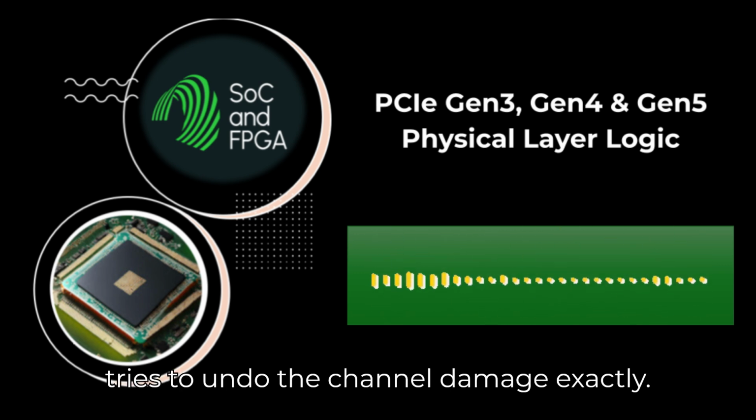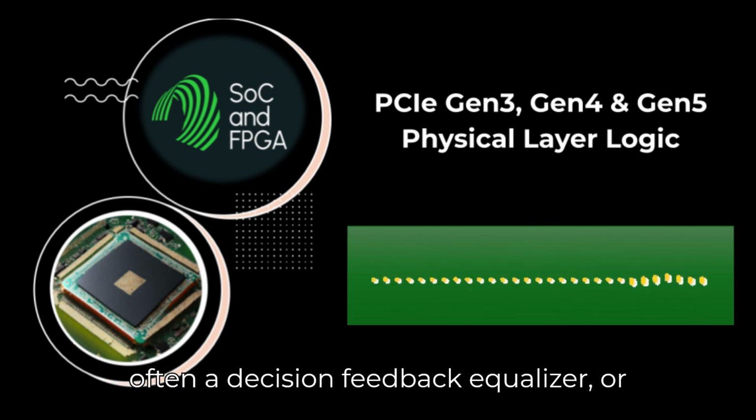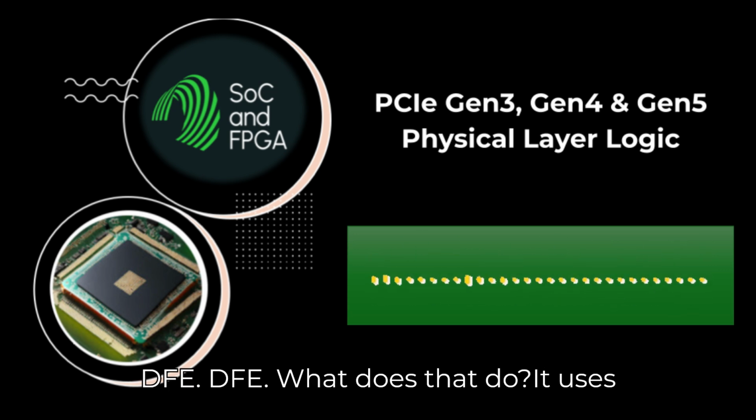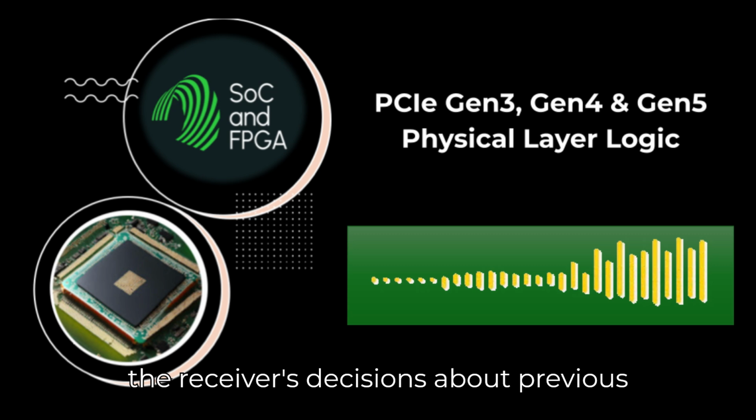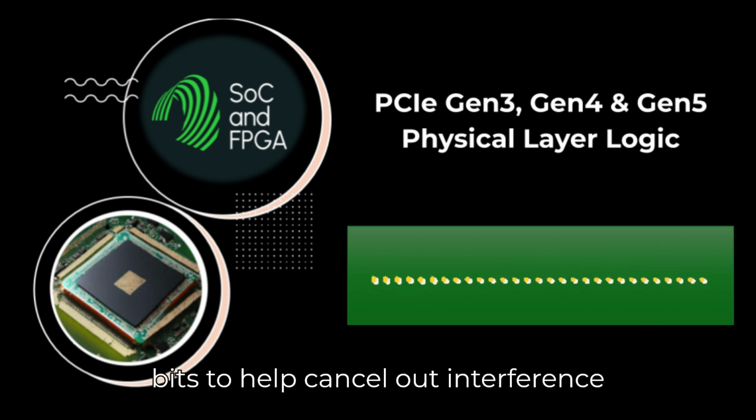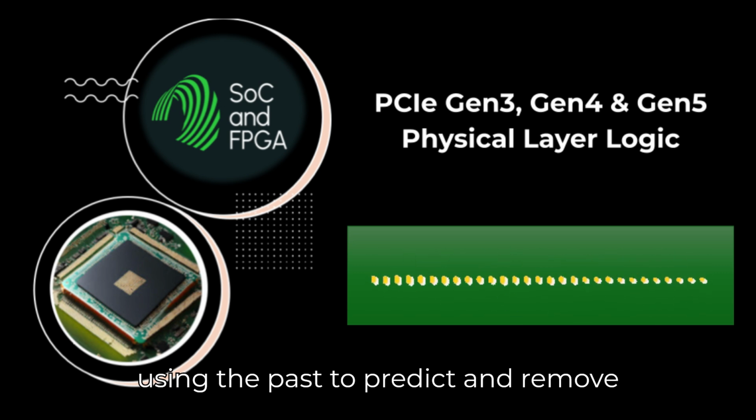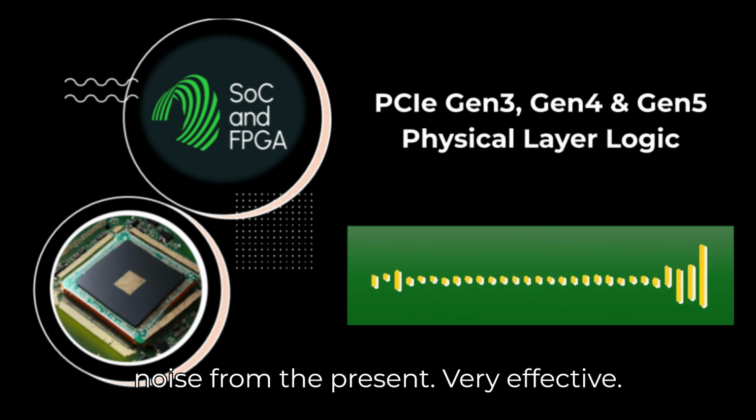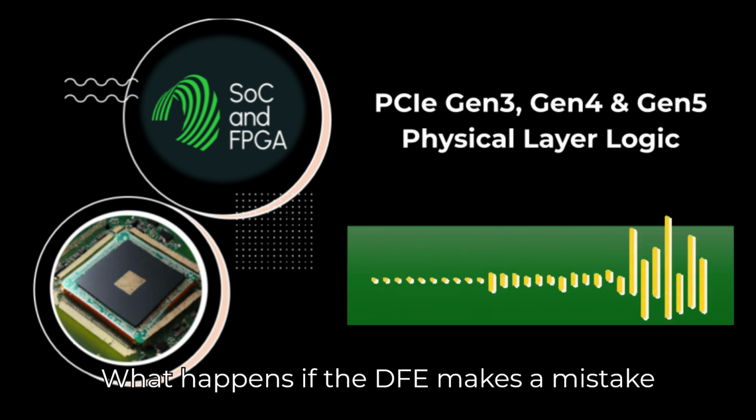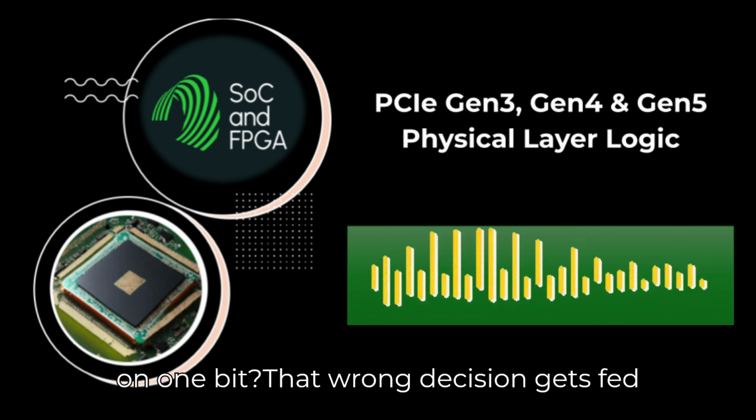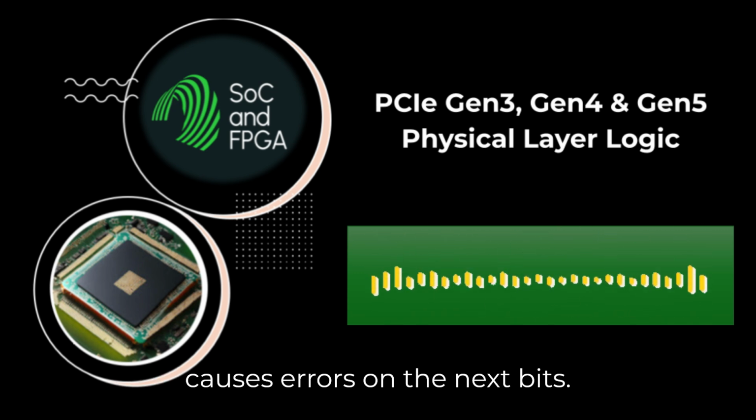Equalization tries to undo the channel damage. Exactly. And a key part of that equalization is often a decision feedback equalizer, or DFE. DFE, what does that do? It uses the receiver's decisions about previous bits to help cancel out interference affecting the current bit. It's like using the past to predict and remove noise from the present. Very effective. But there's a catch. There's a catch. What happens if the DFE makes a mistake on one bit? That wrong decision gets fed back into the equalizer. And potentially causes errors on the next bits.